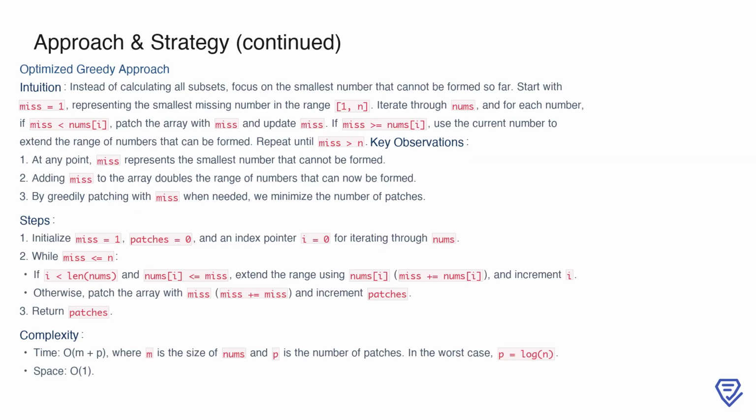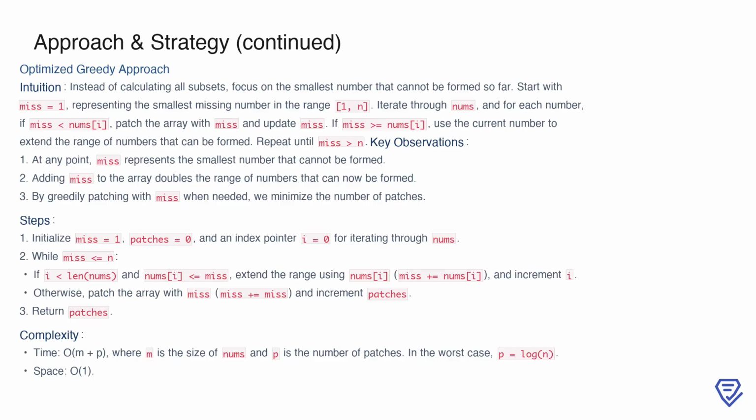Now, let's turn to the optimized greedy approach. Here, the focus shifts away from generating subsets to targeting the smallest number that cannot currently be formed. We start with miss equals 1, which represents the smallest missing number in the range 1 to n. Using this, we iterate through the array. If the current number in nums is greater than miss, we patch the array by adding miss and then update miss by doubling it. On the other hand, if the current number in nums is less than or equal to miss, we use it to extend the range of numbers that can be formed and move on to the next element. This process continues until miss exceeds n.